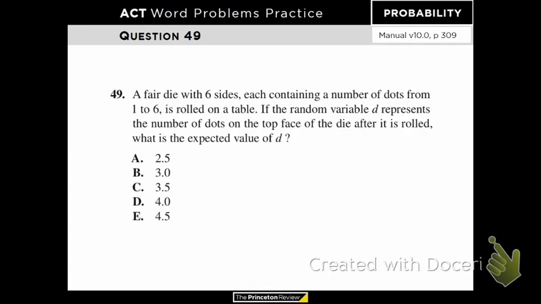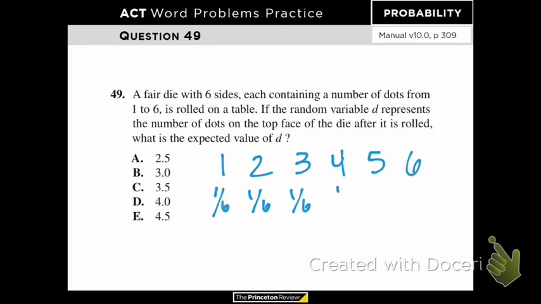Okay, a fair die with 6 sides, each containing a number of dots from 1 to 6, is rolled on a table. If the random variable D represents the number of dots on the top face of the die after it's rolled, what is the expected value of D? So remember, expected value means that I need to figure out the value and multiply by its probability for each one. So when you're rolling a die, you have 6 options, right? 1, 2, 3, 4, 5, or 6. The probability of each of these has to be 1/6 every time. There's an equal chance of it landing on any of these.